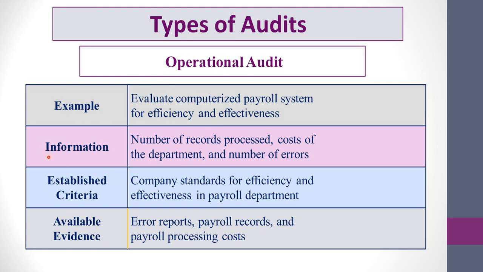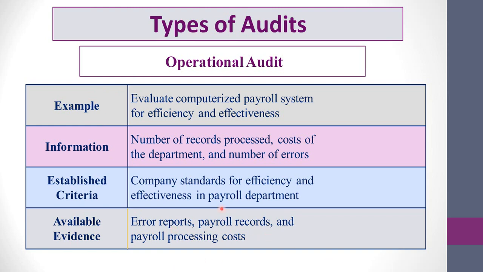Okay. So what kind of information I should have or what kind of information is going to be available for the auditor? ايه هي المعلومات اللي هتكون محددة للauditor؟ هتكون number of records processed والcost of the department والnumber of errors. Okay, which established criteria the audit should follow to find out if this information is correct or not? He should follow or he should compare the information he gathered with the company standards for efficiency and effectiveness in payroll department. So available evidence available for the auditor is going to be error reports, payroll records and payroll reprocessing costs.